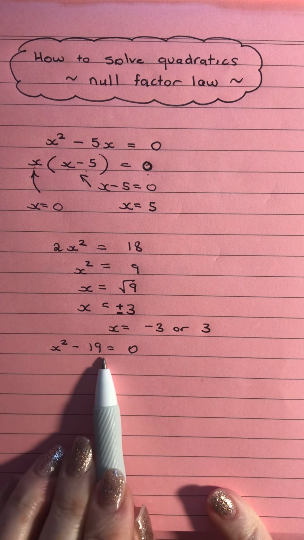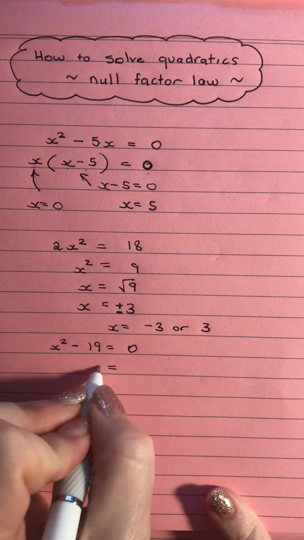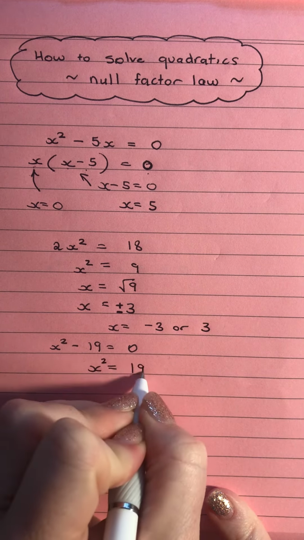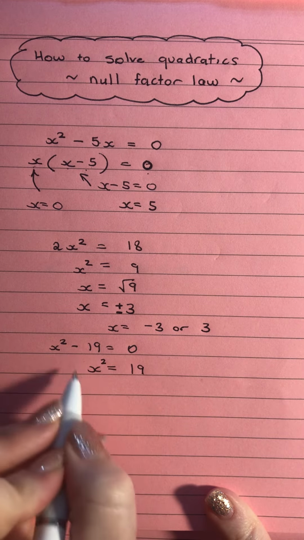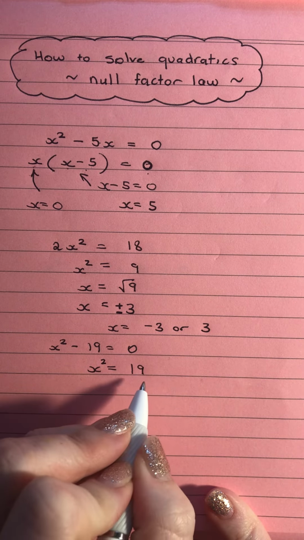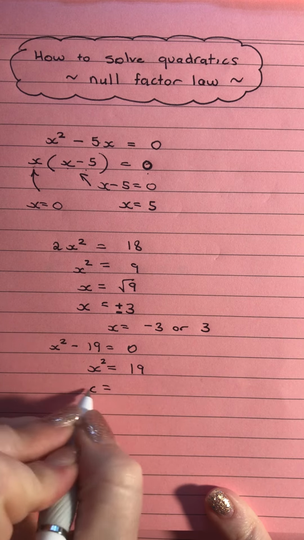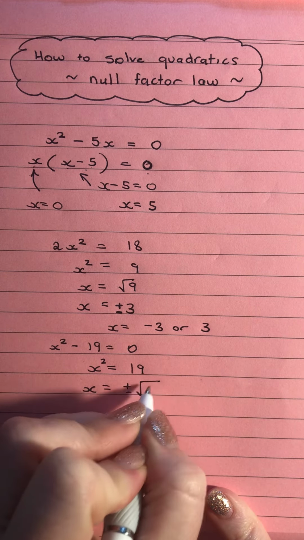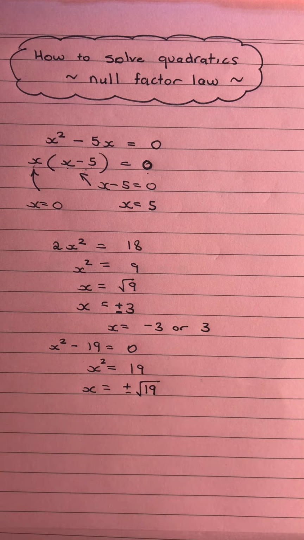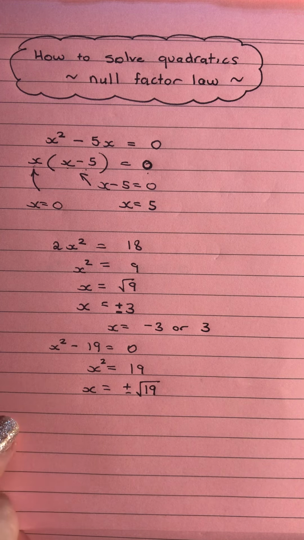Here we've got x squared minus 19. So we can take that to the other side. X squared minus 19 equals 0. Take the 19 over to the other side, and then we can write x is equal to plus or minus the square root of 19. Now I'm not going to work out the answer to that because it's a surd. It's not going to give me an exact value or a whole number.